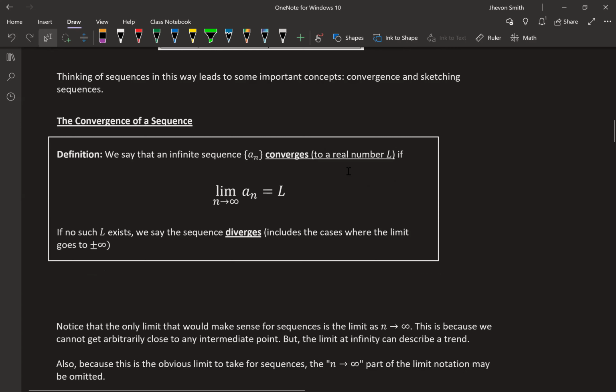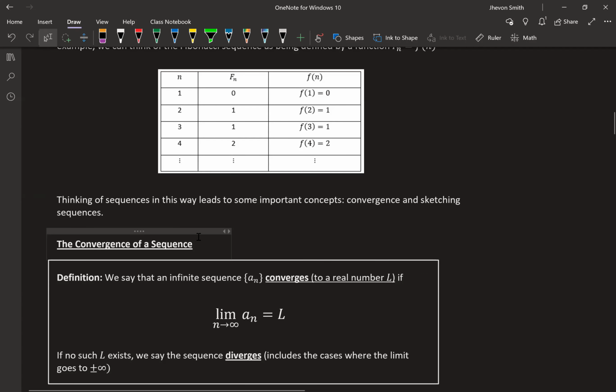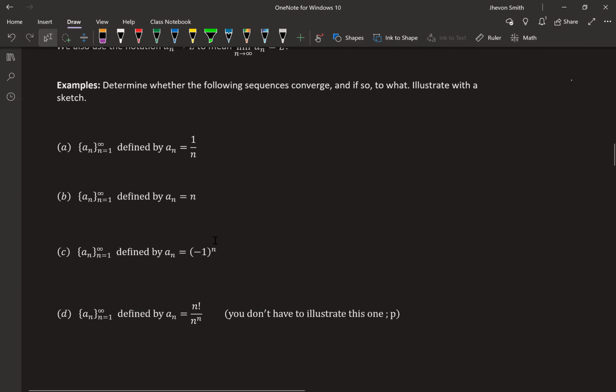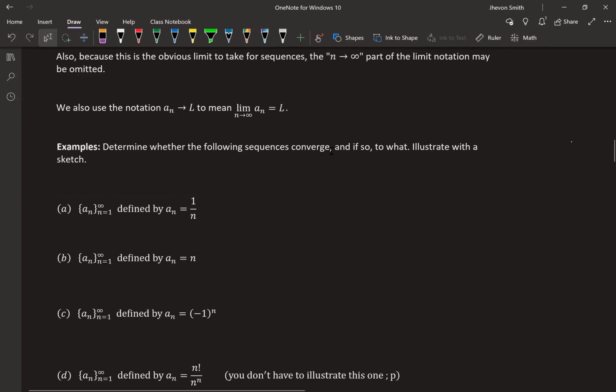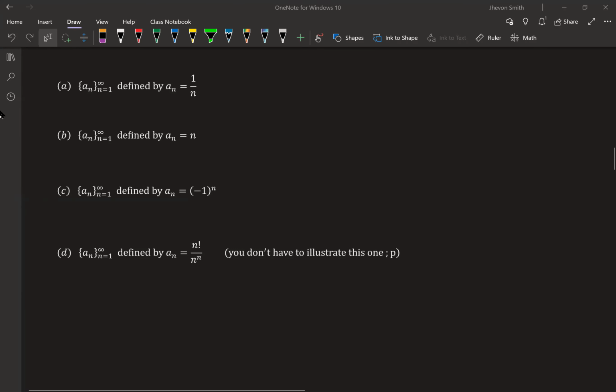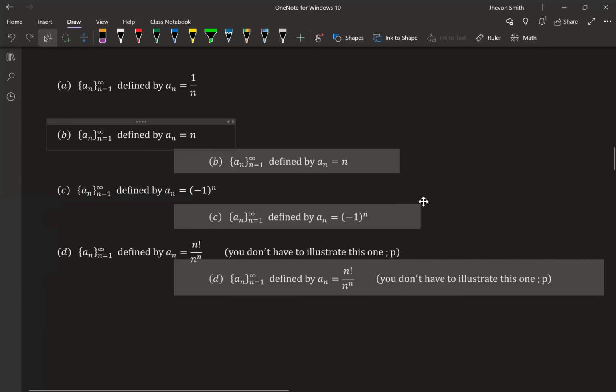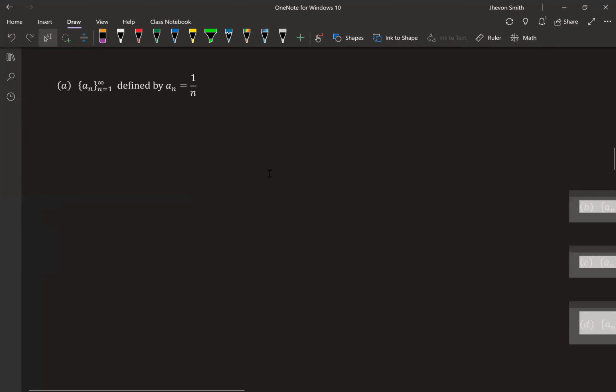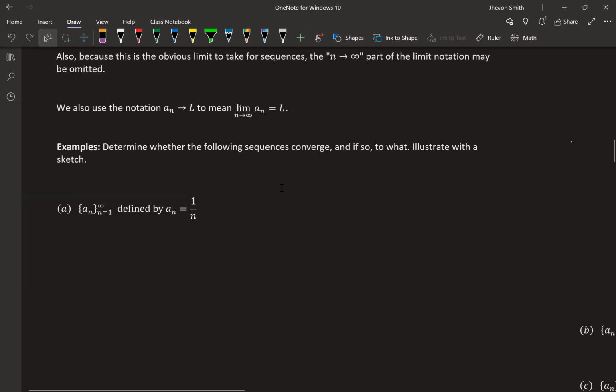Now, the graph, how to actually sketch a sequence, I'll illustrate as we go through these examples. So let's look at some examples here. Determine whether the following sequences converge, and if so, to what? So here I just defined a few sequences. We're going to look at whether they converge or not, and just to actually draw some pictures as to what it would mean. So let's do the first example. I'm going to do it for you guys, and you guys can help me with the others.